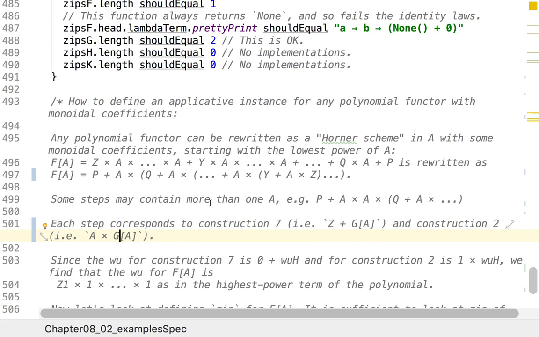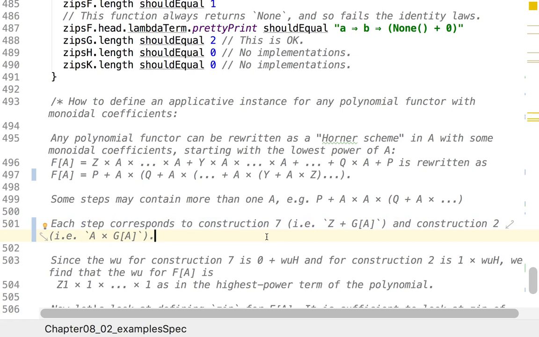And construction 2, which is multiplying a and g of a, where g is already applicative, and a and z can be then used like this. You can add z, or you can multiply by a, and that's still applicative. These are the constructions. Construction 2 and construction 7. So indeed, we can find that it is applicative.